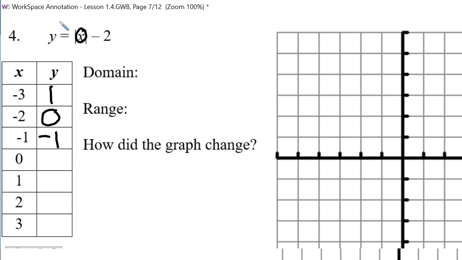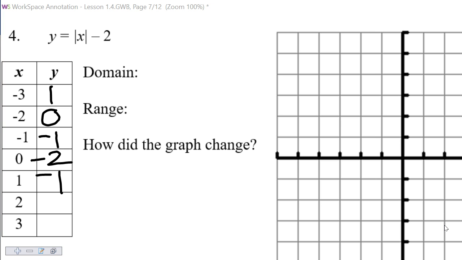If I put in 0 for x, what's the absolute value of 0? And 0 minus 2? -2. And if I put a 1, what's the absolute value of 1? And 1 minus 2? -1. Okay, if I put in a 2 for x, what's the absolute value of 2? And 2 minus 2 is? 0. And for that last one, if I put in 3 for x, what's the absolute value of 3? And 3 minus 2 is 1.